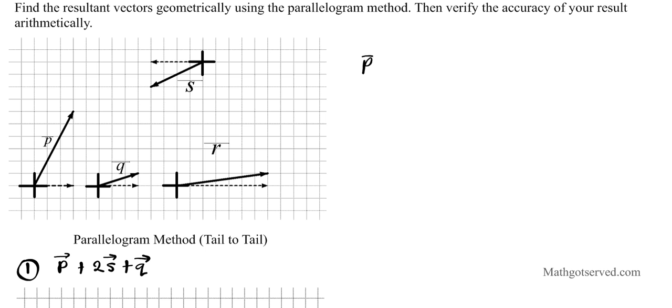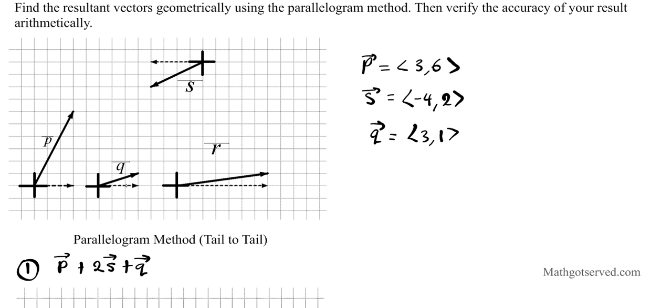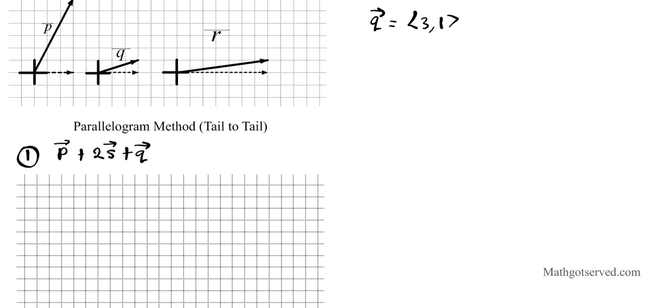Vector P is, let's see, 1, 2, 3, 3, 6. Vector S is -4, -2, and vector Q is 3, 1. Okay, starting from the tail, counting to the tip. 1, 2, 3, up 1, and this one 1, 2, 3, 4, down 1, 2. So okay, S is supposed to be -2. All right, now that we have our coordinates, we need to graph them.